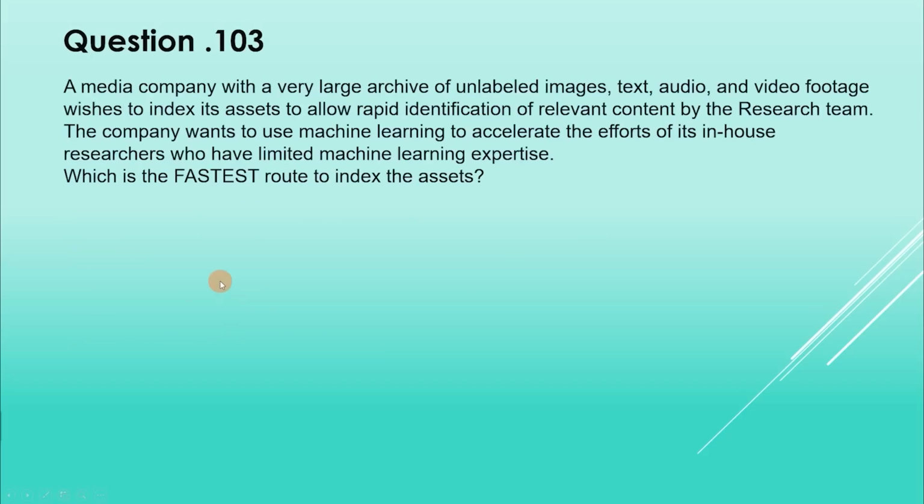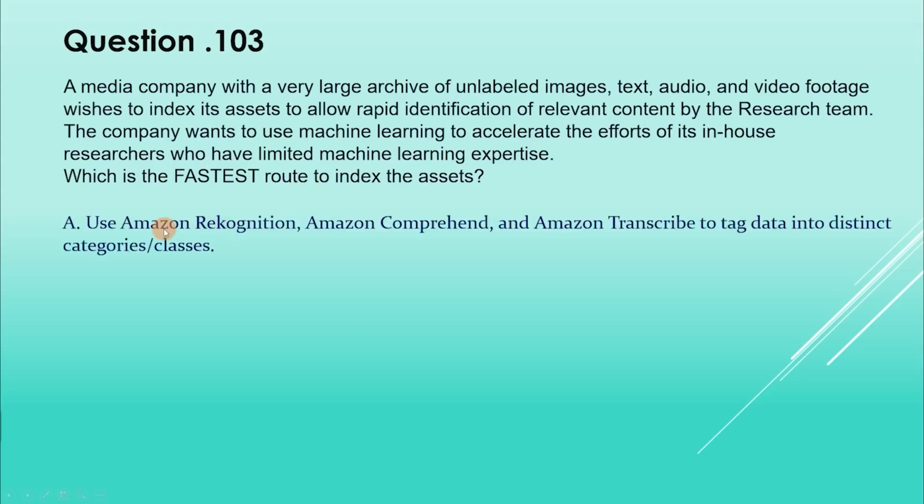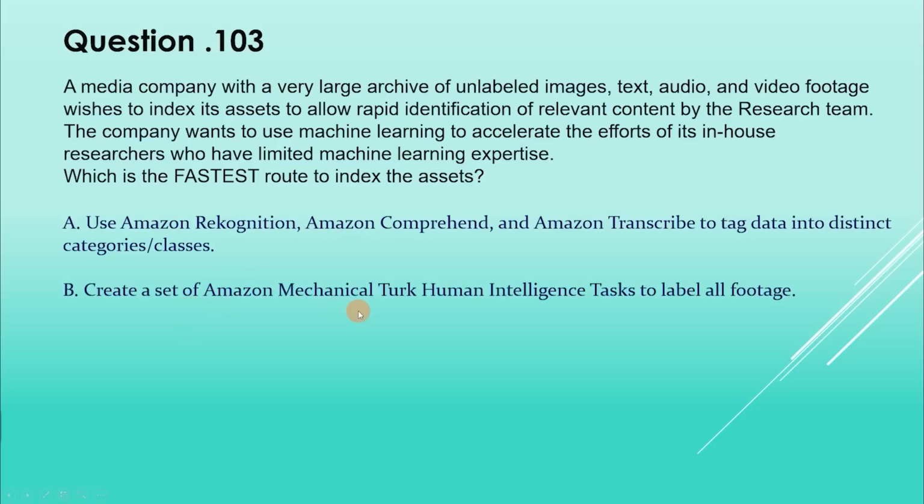Now question number 103. A media company with a very large archive of unlabeled images, text, audio and video footage wishes to index its assets to allow rapid identification of relevant content by the research team. The company wants to use machine learning to accelerate the effort of its in-house researchers who have limited machine learning expertise. Which is the fastest route to index the assets? Here are the options: option A, use Amazon Rekognition, Amazon Comprehend and Amazon Transcribe to tag data into distinct categories and classes. Option B, create a set of Amazon Mechanical Turk Human Intelligence tasks to label all footage.